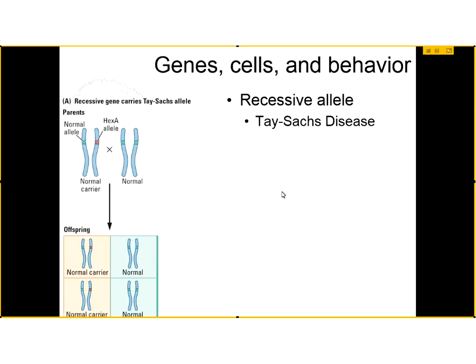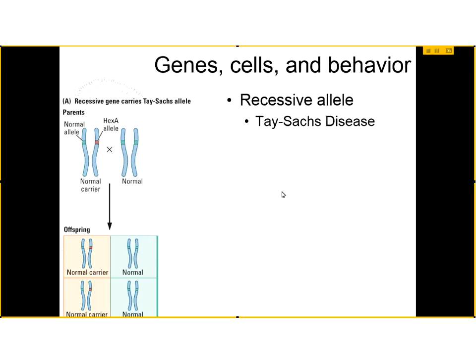So let's talk a little bit more about the genes that are within the nucleus and this idea of what an allele is. And maybe you've heard this term before, maybe it's not quite familiar. An allele is a version of a gene, and you could have a normal allele or you could have a mutated or a different allele. And in Tay-Sachs disease, what we see is that it's a recessive gene disorder, a recessive allele disorder.